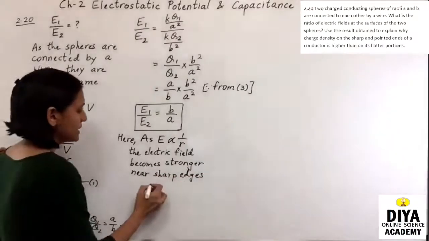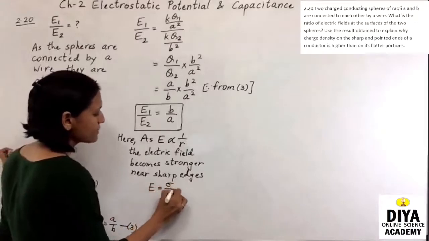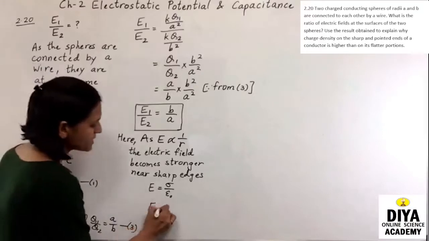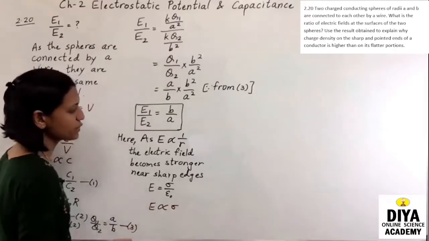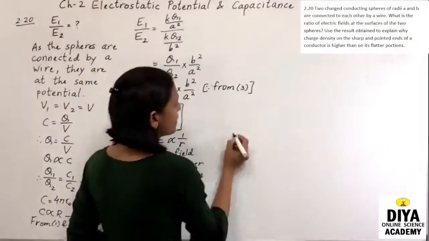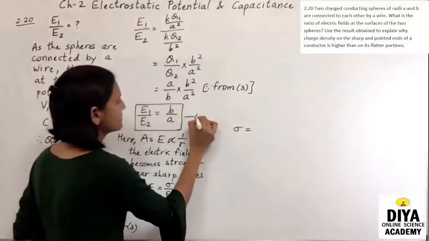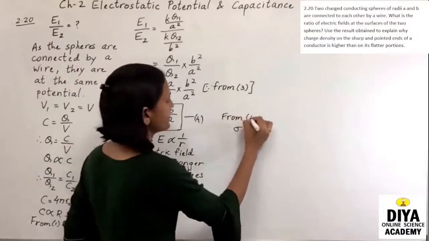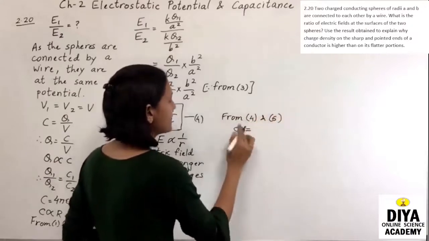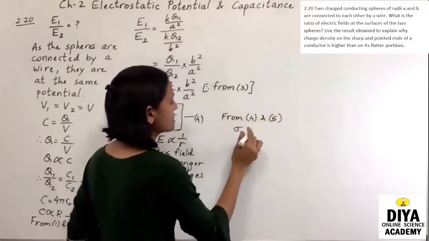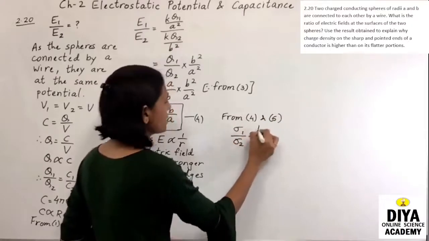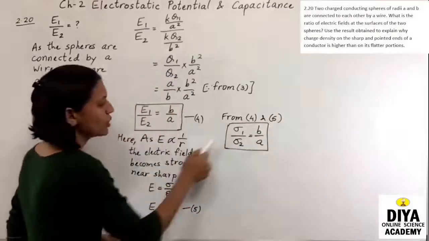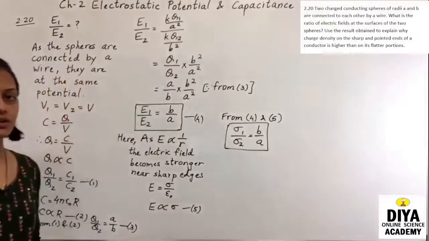Now electric field equals sigma by epsilon 0 for some surface. So as E is proportional to sigma, or sigma is proportional to E, for sigma also we can say from 4 and 5, sigma 1 by sigma 2 is also equal to B by A. So this stands true for the surface charge density also.